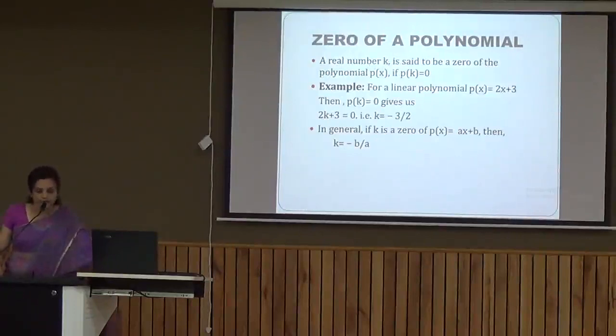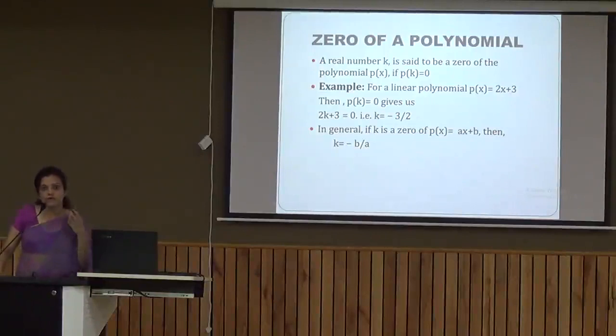Zero of a polynomial. Now a real number k is said to be a zero of the given polynomial if p(k) is 0. In short, what value of x do I need to put into a given expression so that finally the answer is 0? For example, look at the example on the board. For a linear polynomial 2x plus 3, if we put 2k plus 3 equal to 0, k is minus 3 by 2. That means x equal to minus 3 by 2 would give me the entire polynomial as 0.